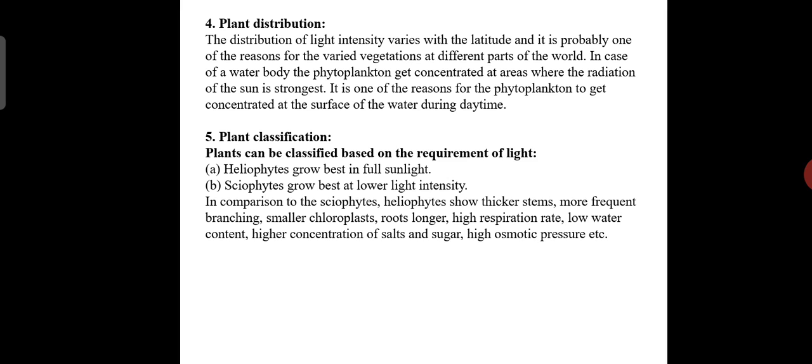Next, plant classification. Here, plants can be classified based on the requirement of light. Heliophytes grow best in full sunlight. Sciophytes grow best at low light intensity. In comparison to the sciophytes, heliophytes show thicker stems, more frequent branches, smaller chloroplasts, longer roots, high respiration rate, low water content, higher concentration of salts and sugar, high osmotic pressure, and so on.